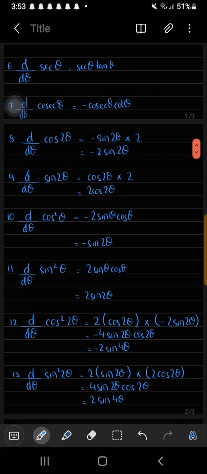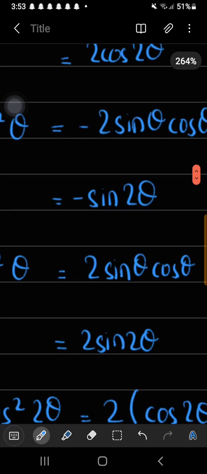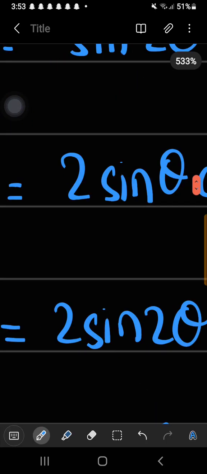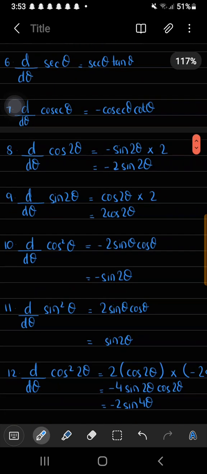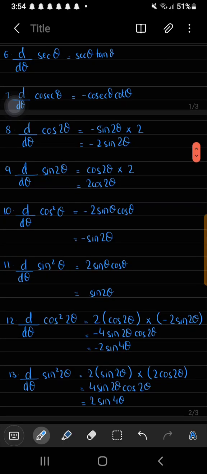Wait, let me confirm this. Oh, there is a mistake, it will be only sine 2 theta. Okay, so for cos square it will be negative sine 2 theta, and for sine square theta it will be positive sine 2 theta. Just there's a difference in sign.